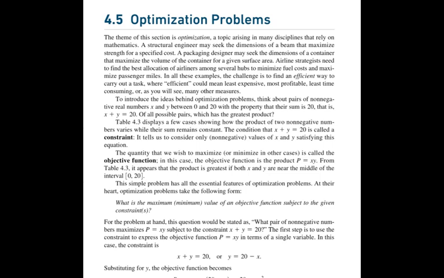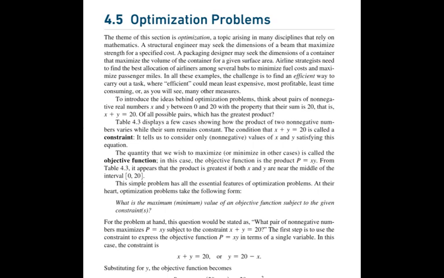Table 4.3 displays a few cases showing how the product of two non-negative numbers varies while their sum remains constant. The condition that x plus y equals 20 is called a constraint. It tells us to consider only non-negative values of x and y satisfying this equation. The quantity we wish to maximize, or minimize in other cases, is called the objective function. In this case, the objective function, the product P, is x times y.